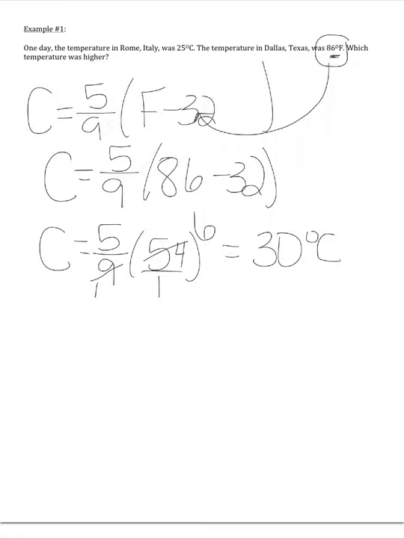So going back to the original problem, it said Rome was 25 degrees Celsius, and now we know Dallas was 30 degrees Celsius. The question was, which temperature was higher? It was Dallas, so Dallas was hotter.